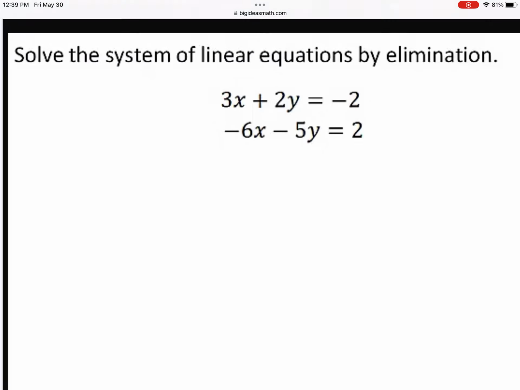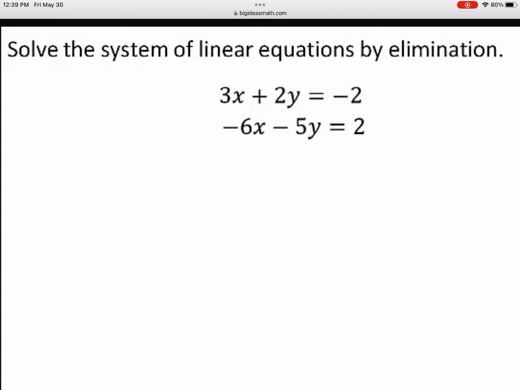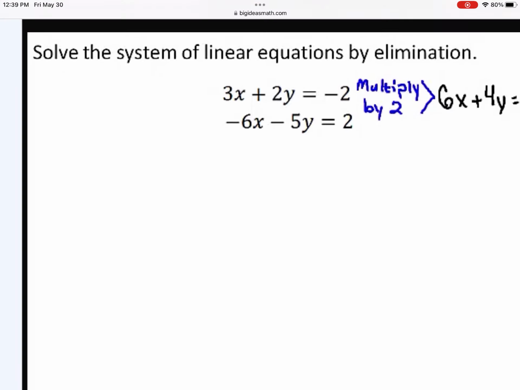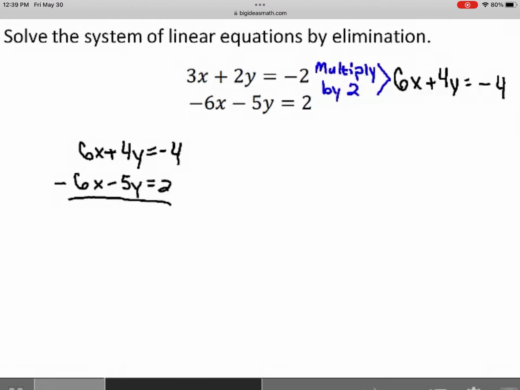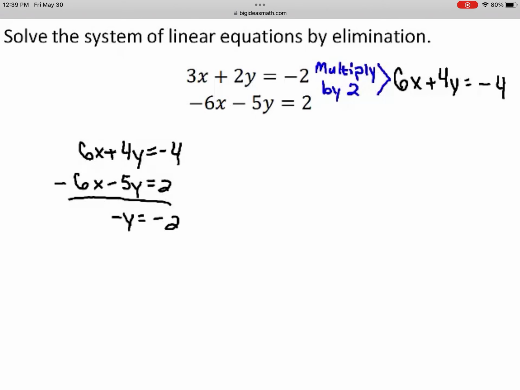Solve the system of linear equations by elimination. 3x plus 2y equals negative 2 and negative 6x minus 5y equals 2. Multiply equation 1 by 2 so that the coefficients of the x terms are opposites. Then add the revised equation 1 and equation 2. This gives you negative y equals negative 2.